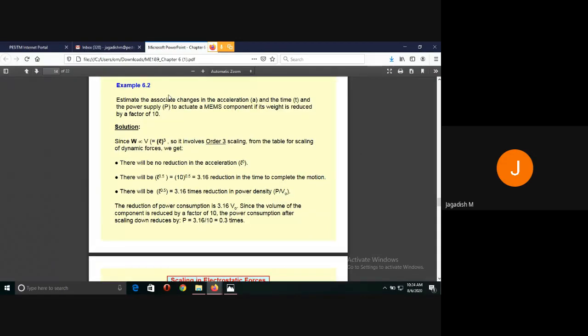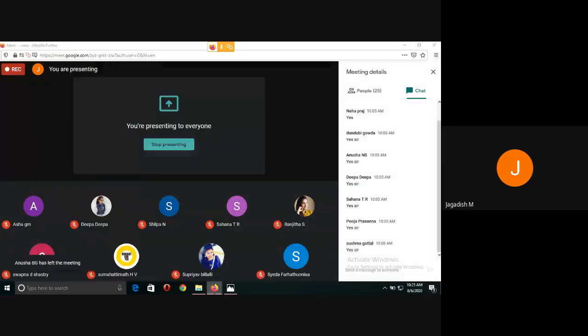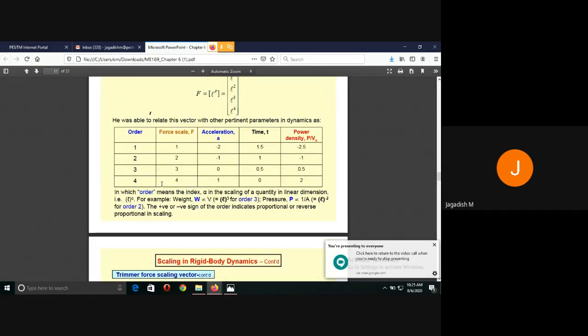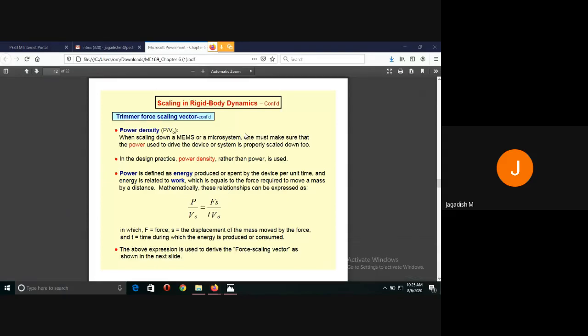So here there is an example. Estimate the associated changes in the acceleration, that is A, the time t and the power supply P to actuate the MEMS component if its weight is reduced by a factor of 10. They're asking us to find the changes in its acceleration, time t and power supply P. For that you will require this table. You are required to memorize this table. Okay, we'll see how to solve it.